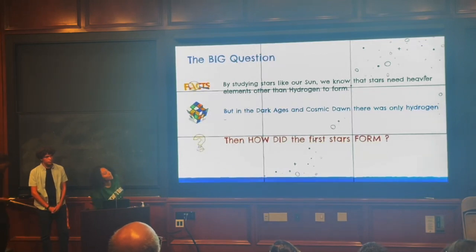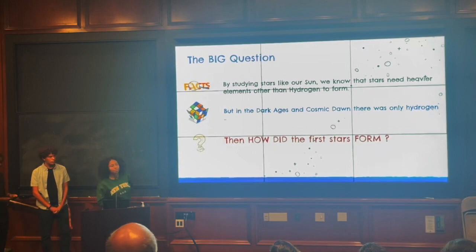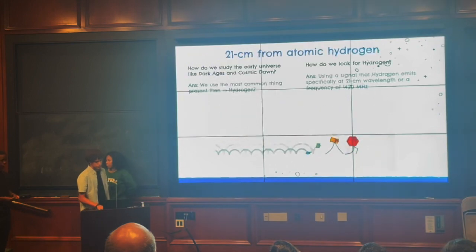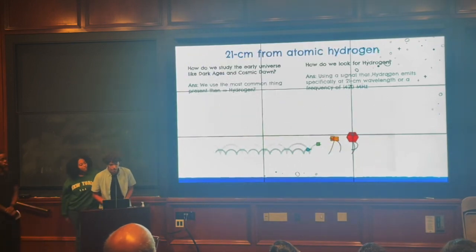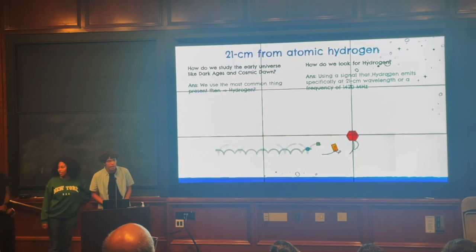The big question. By studying stars like our sun, we know that stars need heavier elements other than hydrogen to form. But in the dark ages and cosmic dawn, there was only hydrogen. Then how did the first stars form? Now we know that in the dark ages there was mostly hydrogen. We used that hydrogen to be able to study what was going on around that time.